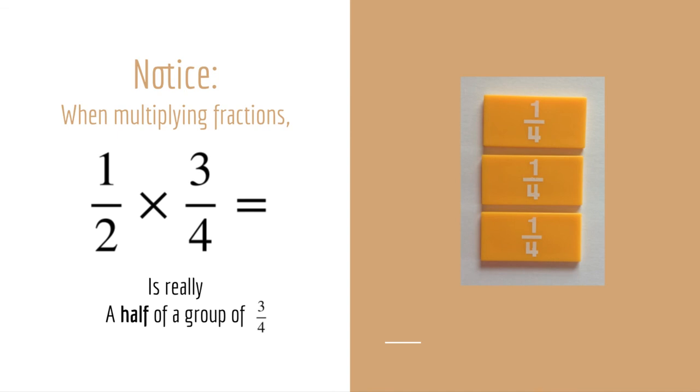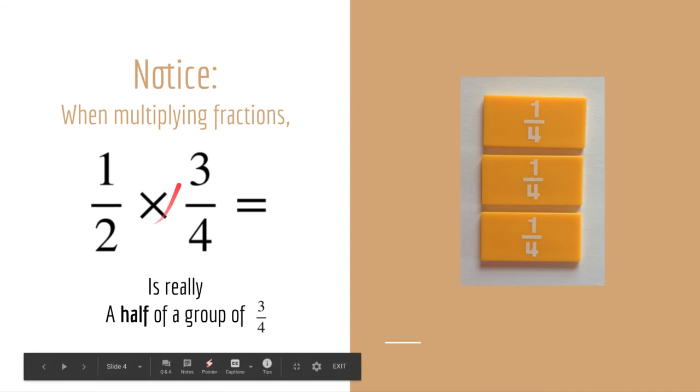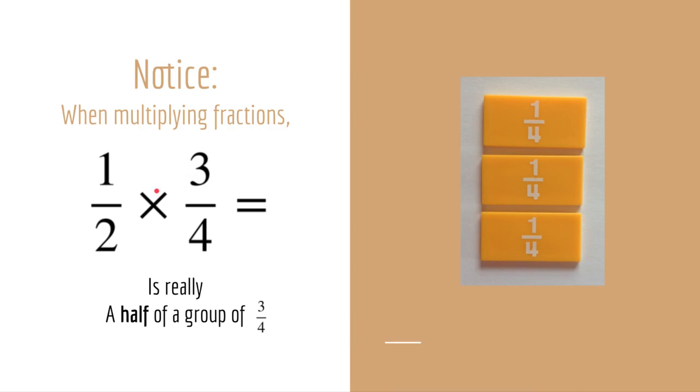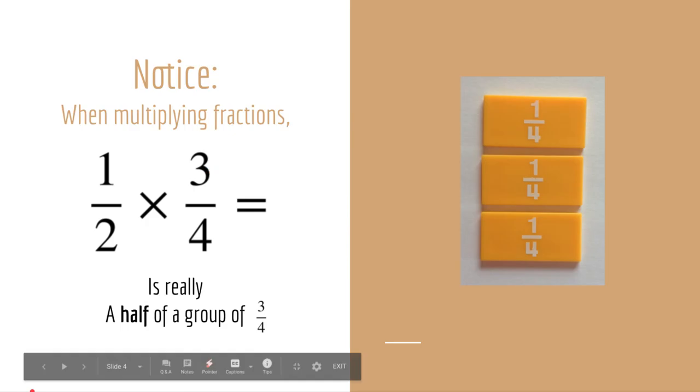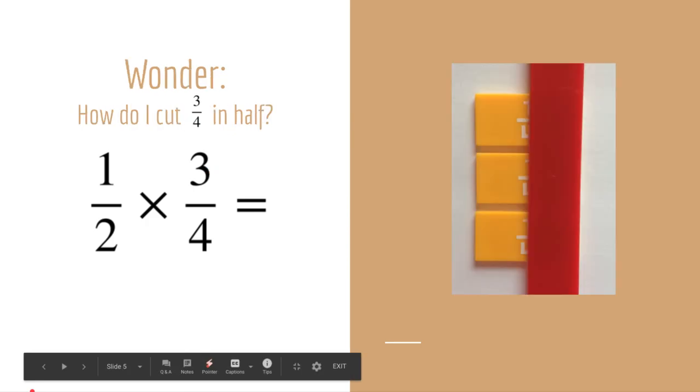If you notice, when we multiply fractions, such as 1/2 times 3/4, we're actually saying that we want to have 1/2 of a group of 3/4, because essentially that is what the times sign means. It means of. So half of 3/4. So how do I cut 3/4 in half?